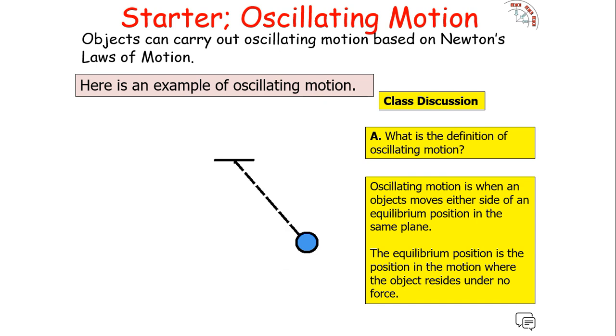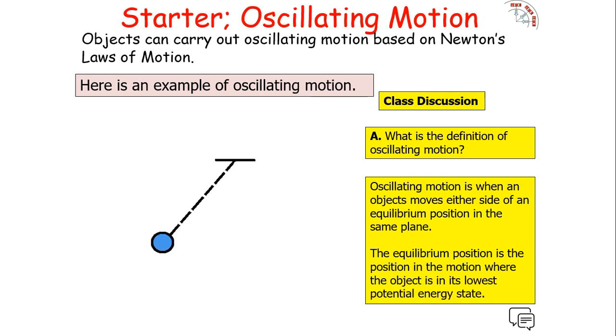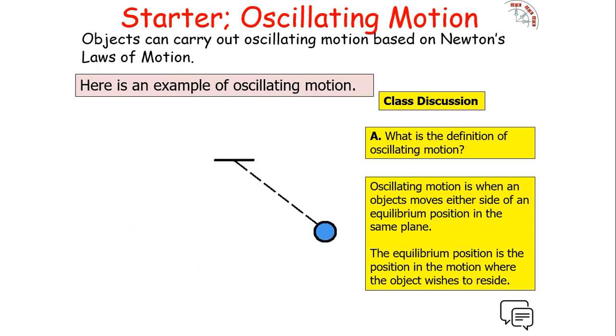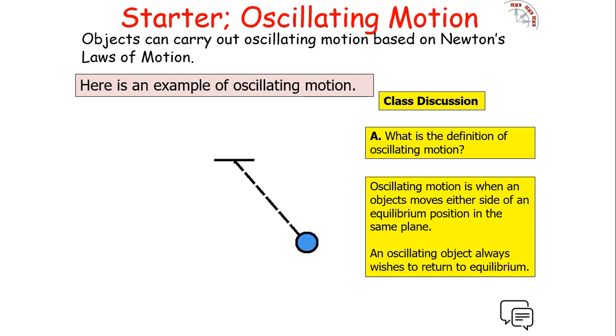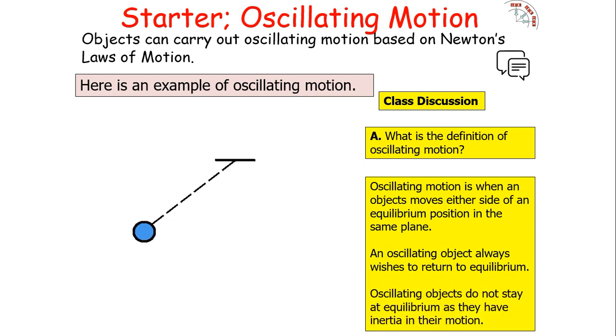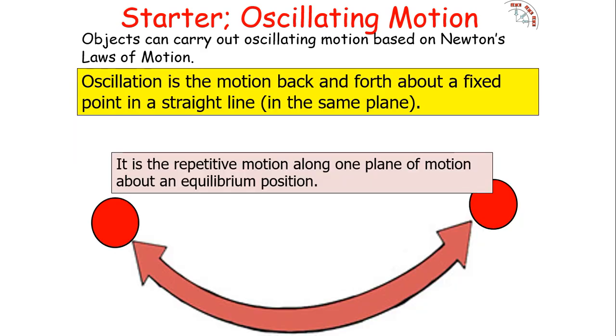It can be the position in the motion where the object resides under no force. It can be the position in the motion where the object is in its lowest potential energy state. You could consider it the position in the motion where the object wishes to reside. And you understand the fact that an oscillating object always wishes to return to equilibrium. However, it can't return to equilibrium because it's undergoing motion, so it'll have inertia, which will actually mean that it can never actually rest at equilibrium.